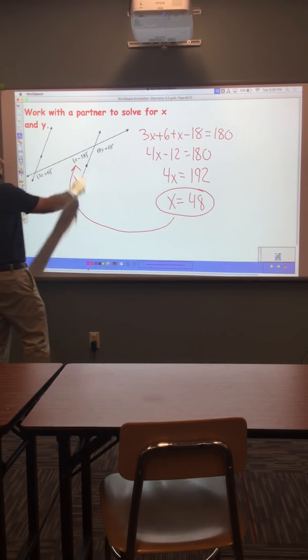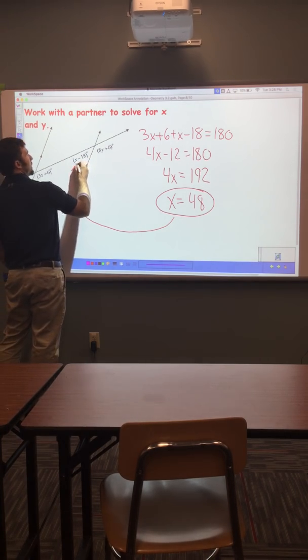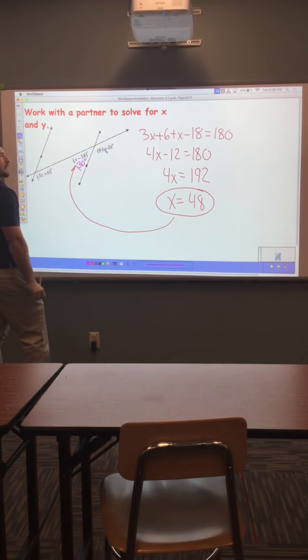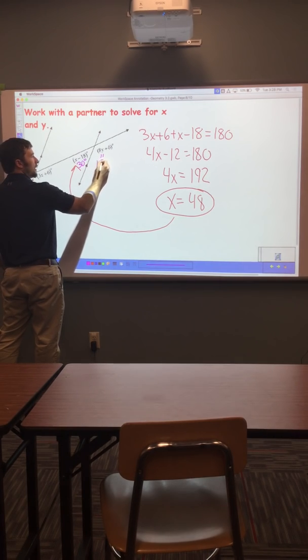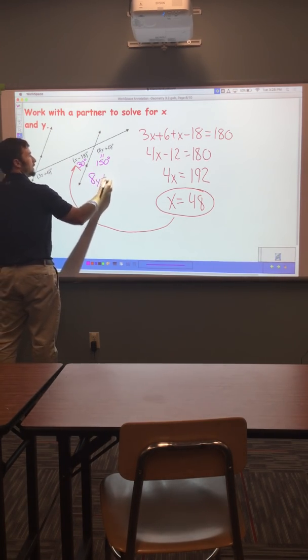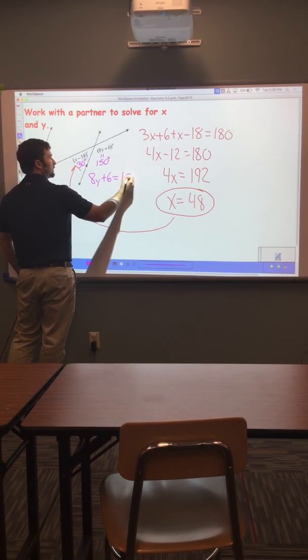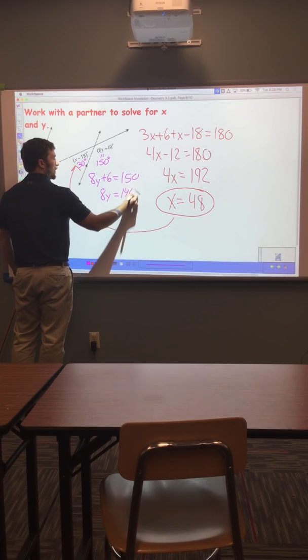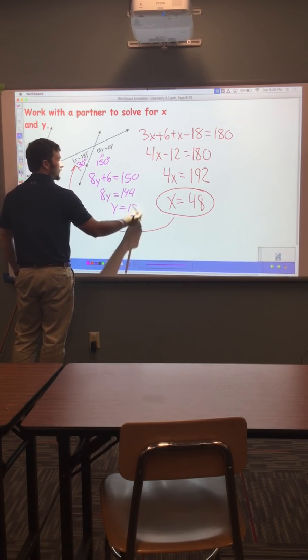Plugging x in, 48 minus 18 gives us 30 degrees. These are a linear pair, so they have to be supplementary, so this should equal 150 degrees. So if we solve that, 8y would equal 144, so y would be 18.